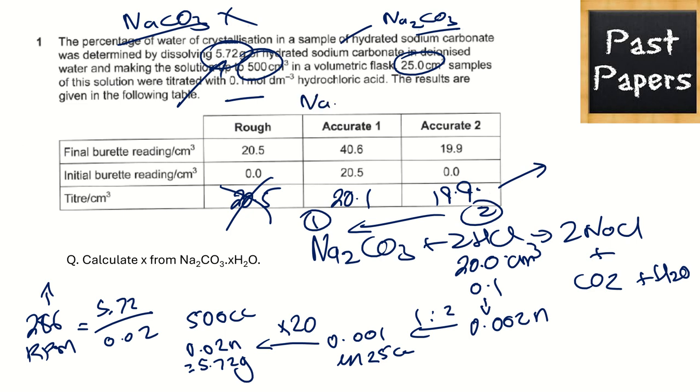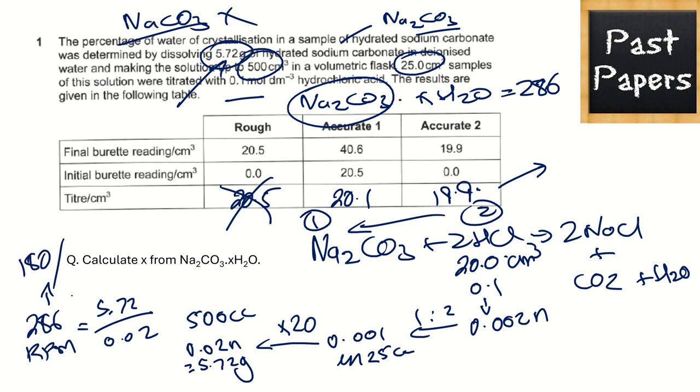So remember, the whole crystal is Na2CO3.xH2O. The whole thing now I know is 286. So I'm going to take 286 minus the 106. It gives me 180 grams of water, and I know I'm on the right track because that's a nice round number. 180 divided by the RFM of water means it's 10. So my X value in this particular instance is going to be 10. I've calculated X as 10.